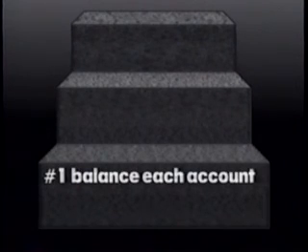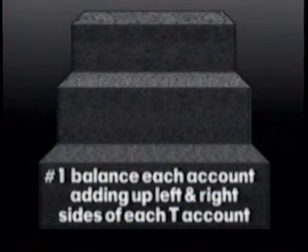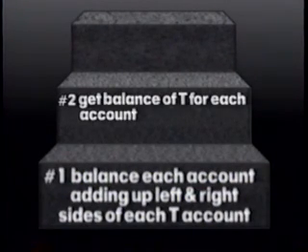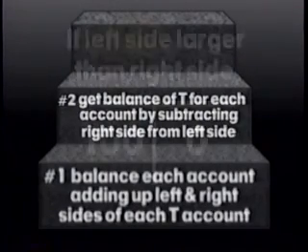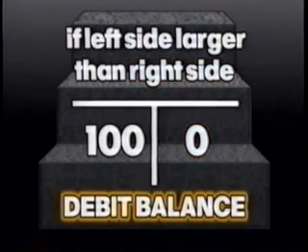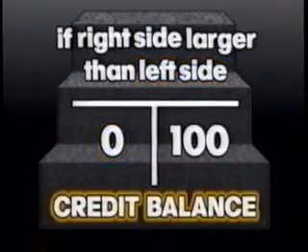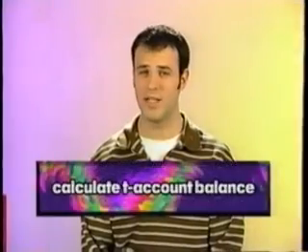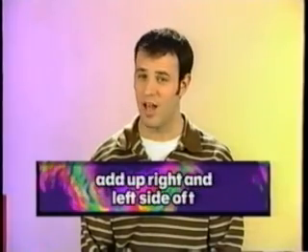First step, balance each account by adding up the left and right sides of each T account. Second, you get the balance of the T for each account by subtracting the right side from the left side. If the left side is larger than the right side, you have a debit balance. If the right side is larger than the left side, you have a credit balance. First, the balance of each T account must be calculated. So, add up the right and the left side of each T.